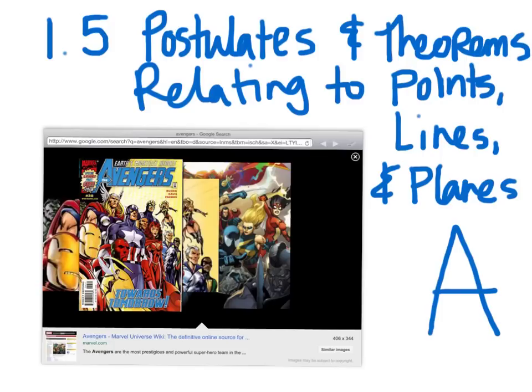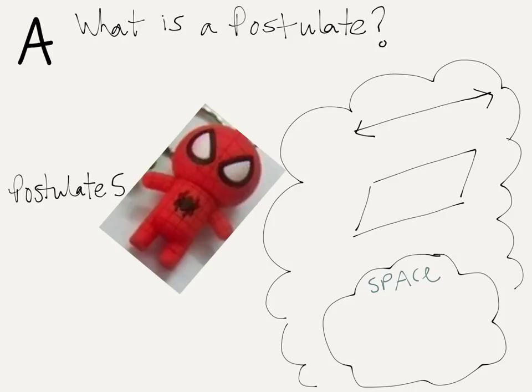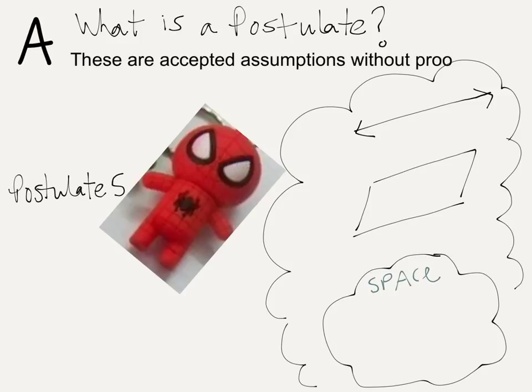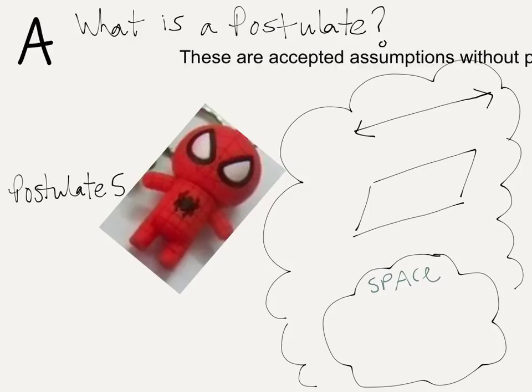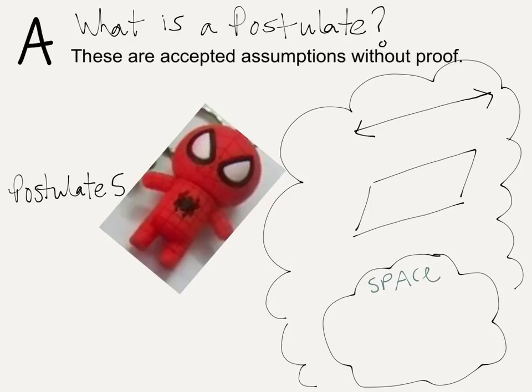Okay, let's get started. All right, there are 2 things you're going to be teaching your group about today. The first is, what is a postulate? You're going to be learning about quite a few of those today. And the question is, what are these things? Well, these are accepted assumptions without proof. And the without proof is important. So these are things that we agree are true. Things that we assume are true.